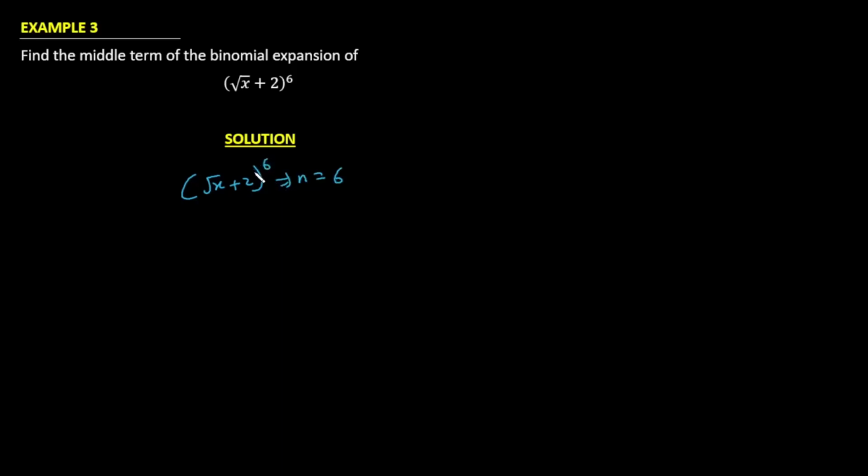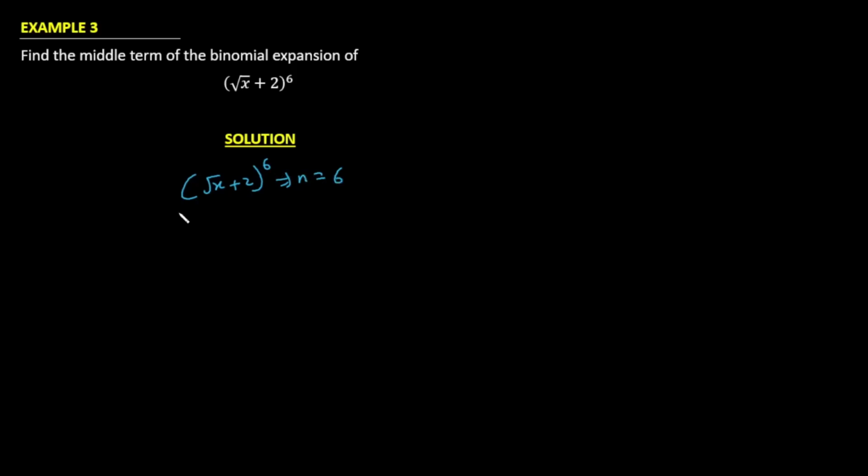For a binomial expansion, the number of terms is n plus 1. Since the power is 6, we are going to have 7 terms, and so there will be a middle term. If the power is even, there will be a single middle term. If the power is odd, there is no single middle term. Since it's an even number, we are going to have 7 terms.